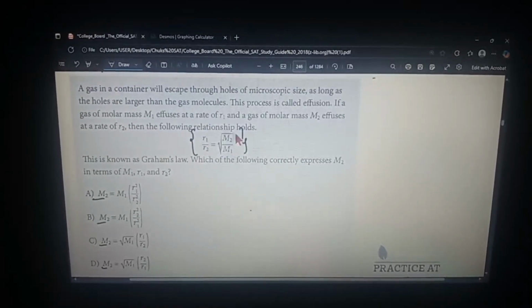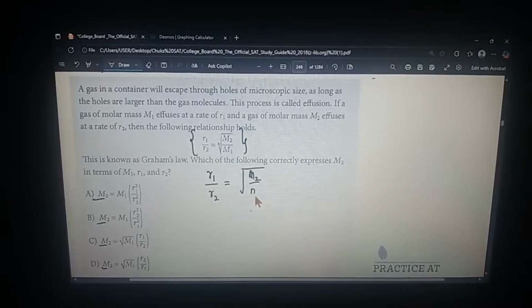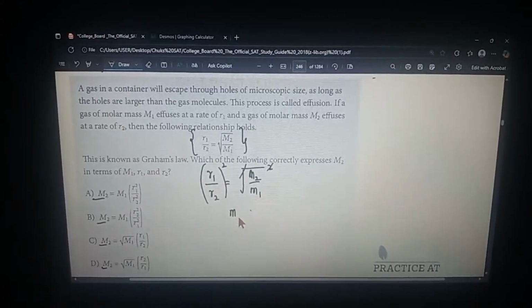You just have to go straightforward and start solving for M2. Remember, R1 over R2 is equal to the square root of m2 over m1. So we want to make m2 the subject, so we have to square both sides, right? The square cancels out the square root. So we now have m2 over m1 is equal to r1 squared over r2 squared.